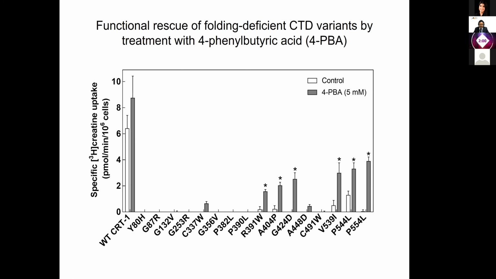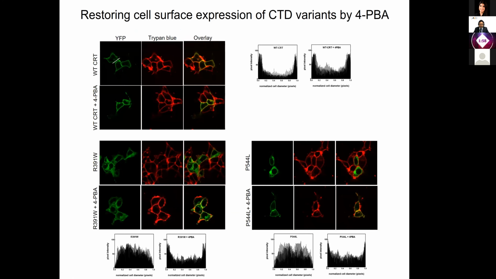And next we checked with confocal images whether the mutant which was stuck at the ER in the cells can be rescued by treatment with 4-PBA. And you can see here, in the case of, for instance, the mutation R391W and in the case of P554L, we were able to see the rescue. So the protein does eventually reach the plasma membrane, which was quite exciting for us.